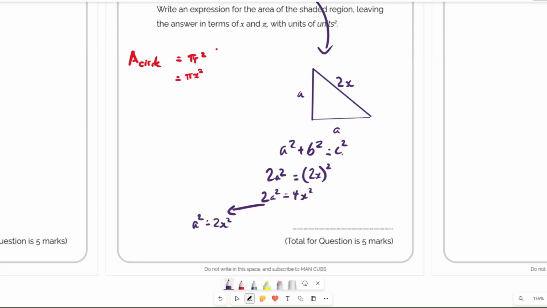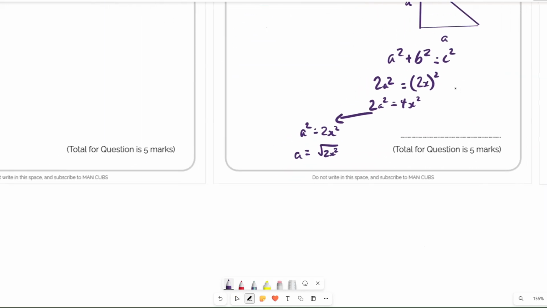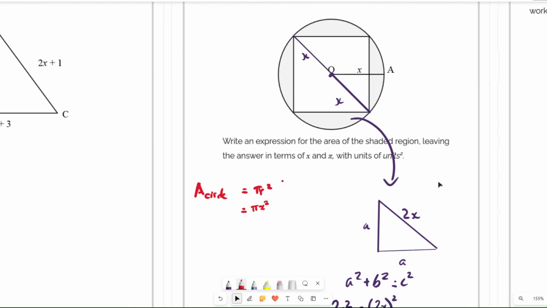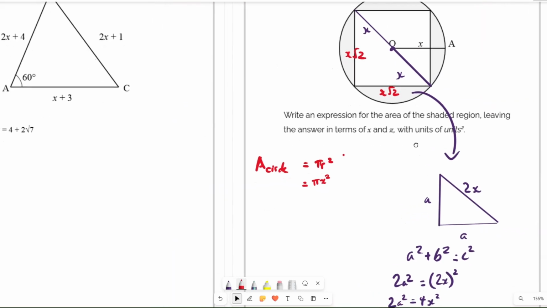And we can say that a is going to equal the square root of 2x squared. But that's not very elegant, is it? Because what we can do is rewrite that as the square root of 2 times the square root of x squared. And the square root of x squared just cancels out and becomes x. So we've got a, our length, equals x root 2, like so. So we know what the side length is, right? X root 2.